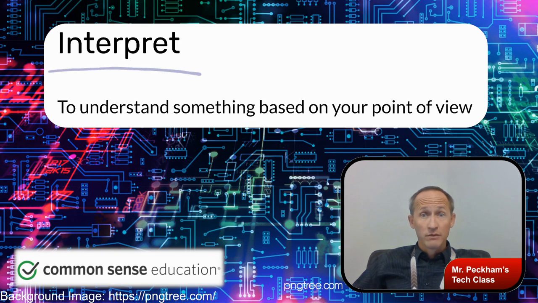Okay, so here's a really important word. Interpret. Interpret means to understand something based on your point of view. On your point of view. That doesn't mean there's only one answer. It means you interpret something. You're reading it one way, another person's reading it another way. Good word to think about. Interpret.